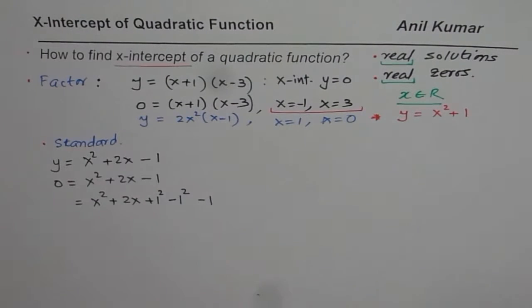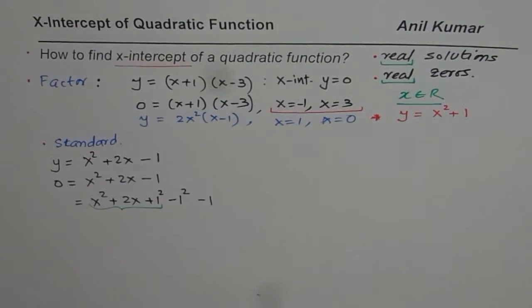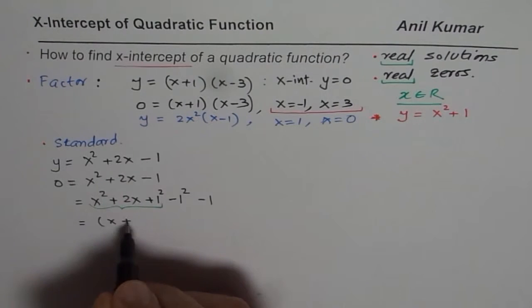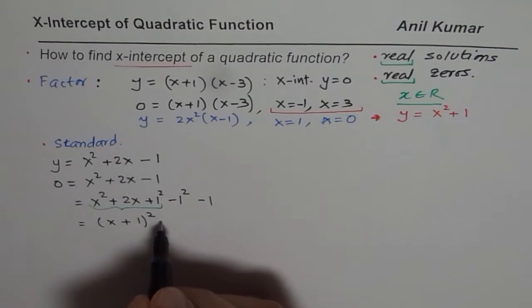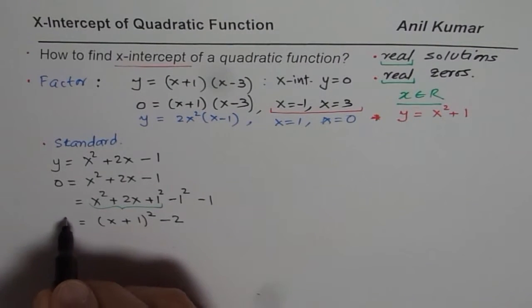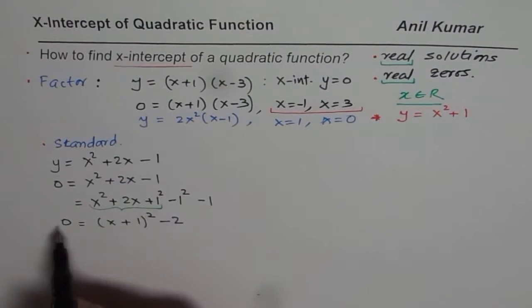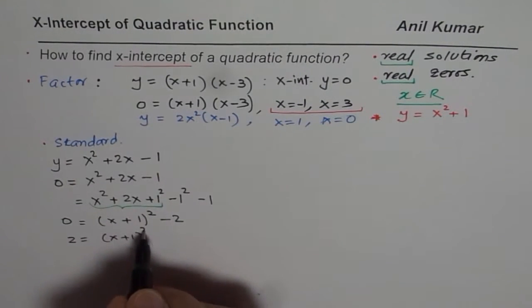As you know, these three terms form a perfect square, right? So we could write this as x plus 1, whole squared, and minus 1 minus 1 is minus 2, right? That equals 0. Now you can solve for x. Bringing 2 to this side gives you 2 equals x plus 1 whole squared.